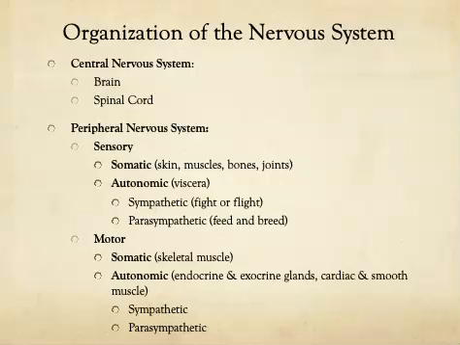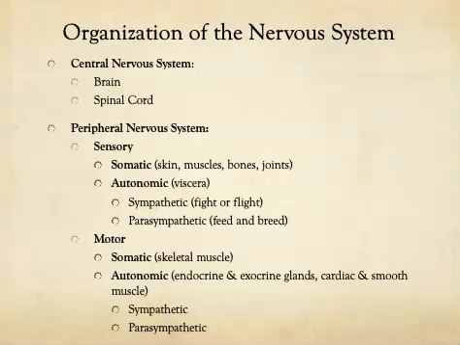The sensory is the afferent side. It's the side that is sending information towards the central nervous system. The motor is the opposite. The motor is the efferent side. It's sending information from the central nervous system out into the periphery.